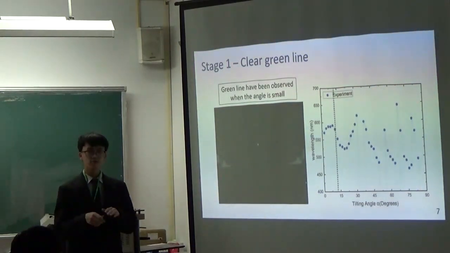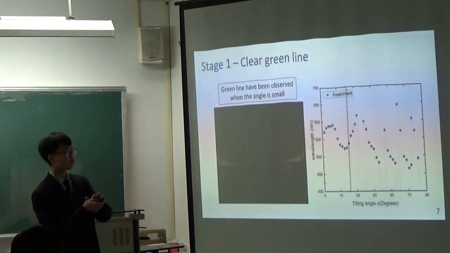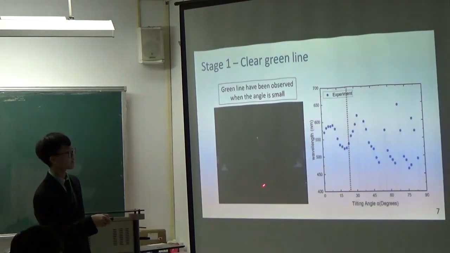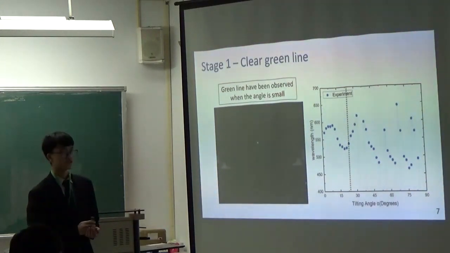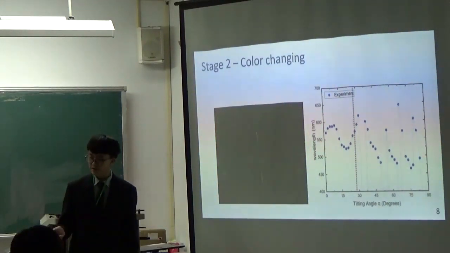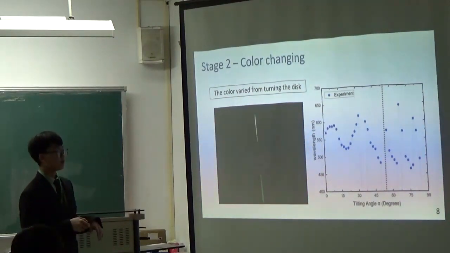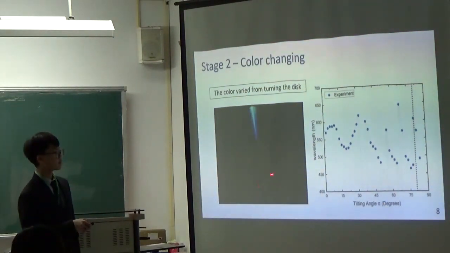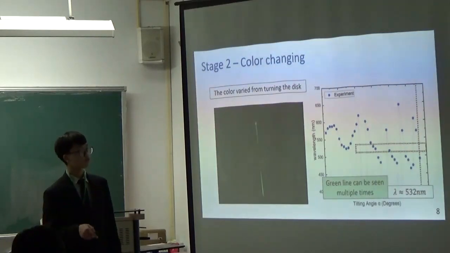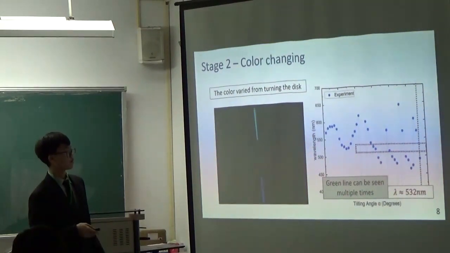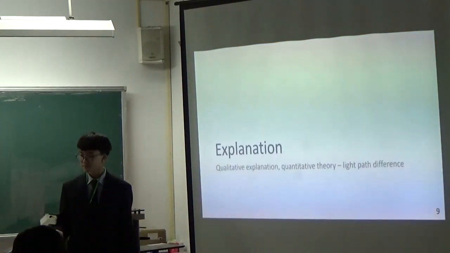Stage 1: when we tilt the compact disc at a small angle, we can see that there is an obvious green line along the diameter of the disc. However, if we increase the tilting angle of the disc, we find that the color varies, and multiple green lines can be seen as we increase the tilting angle.